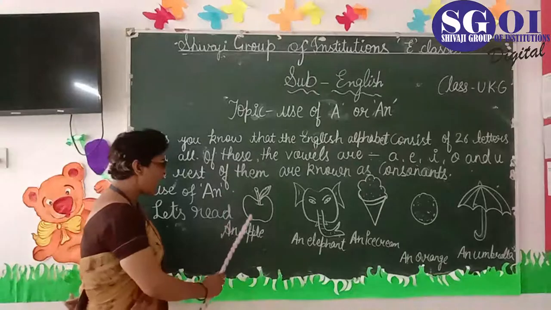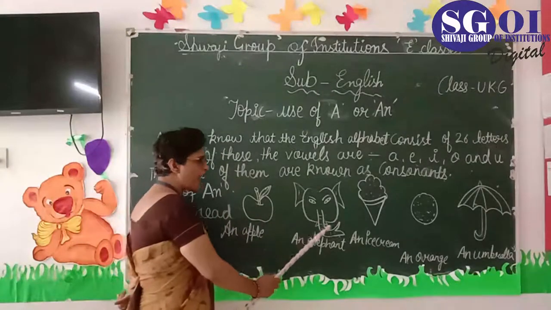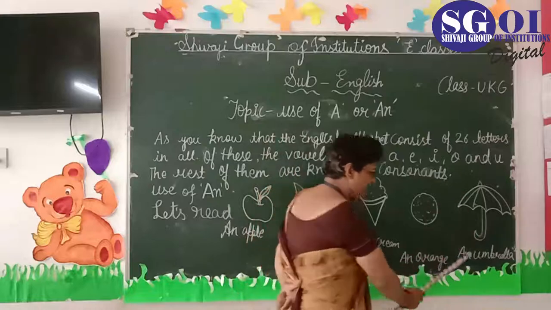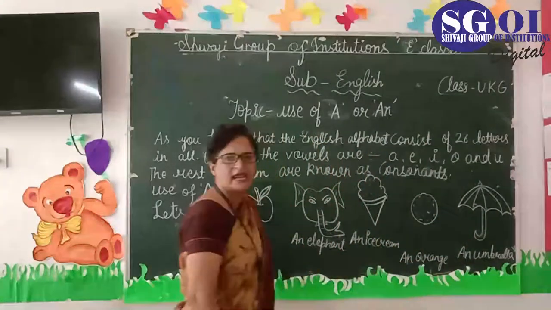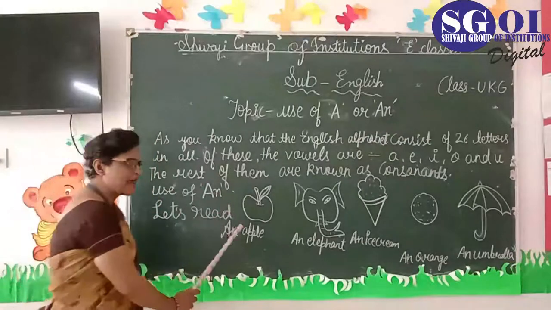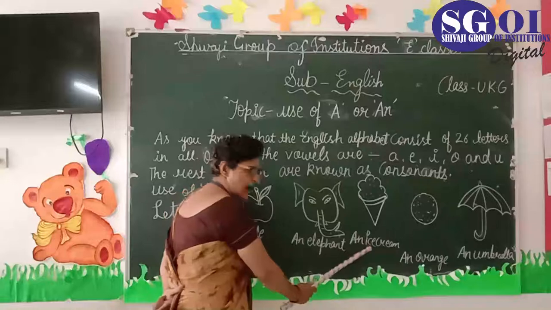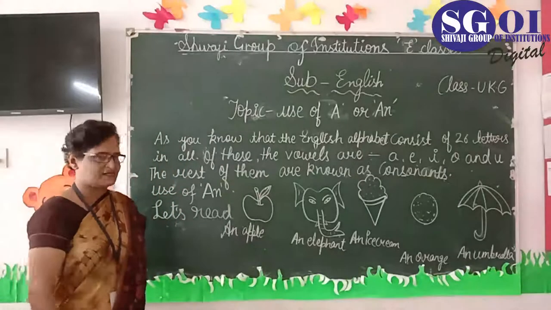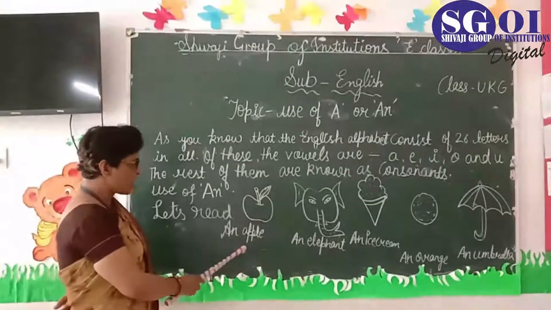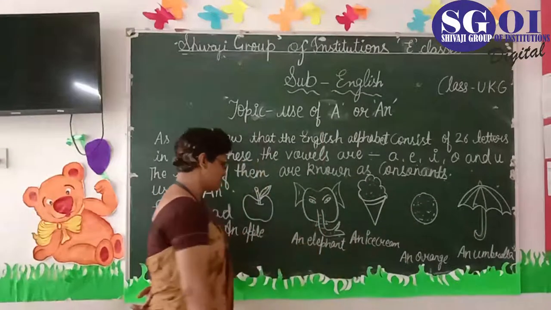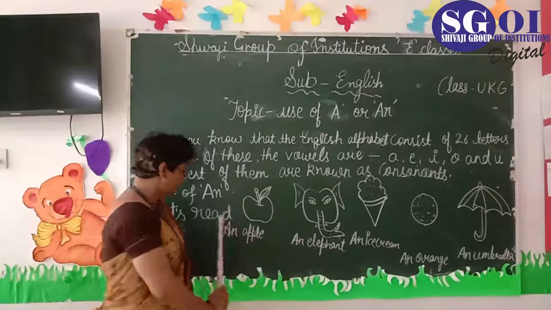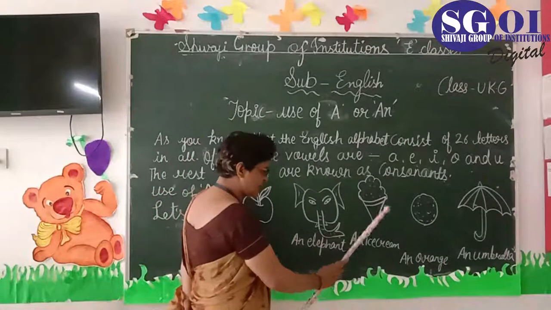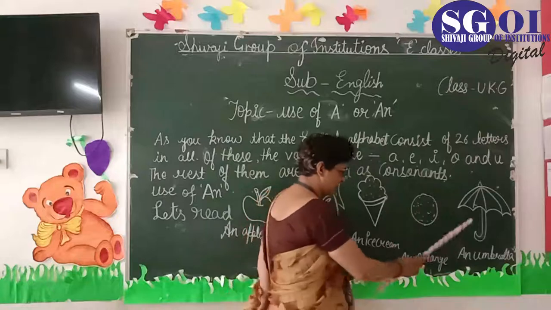Let's read. An apple. An elephant. An ice cream. An orange. An umbrella. These all are name of things. I'm going to repeat it again. An apple, an elephant, an ice cream, an orange, and an umbrella. These all are the name of things and they are also singular. These all begin with vowel sounds. We use an before all of them. Let us see. An apple, an elephant, an ice cream, an orange, an umbrella.